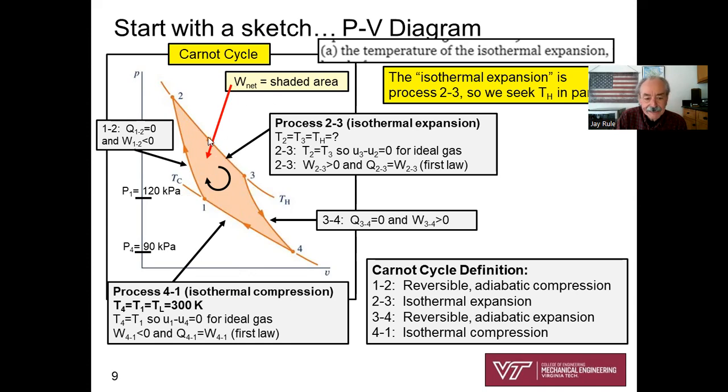Observe that the shaded area bounded by these four special processes is the net work. How do you know that? Remember, the second week of class, you were in closed system, quasi-equilibrium process. We now call that a reversible process. Quasi-equilibrium, reversible. For any closed system process, quasi-equilibrium or reversible, work is the integral of PdV. Work is the integral of PdV.